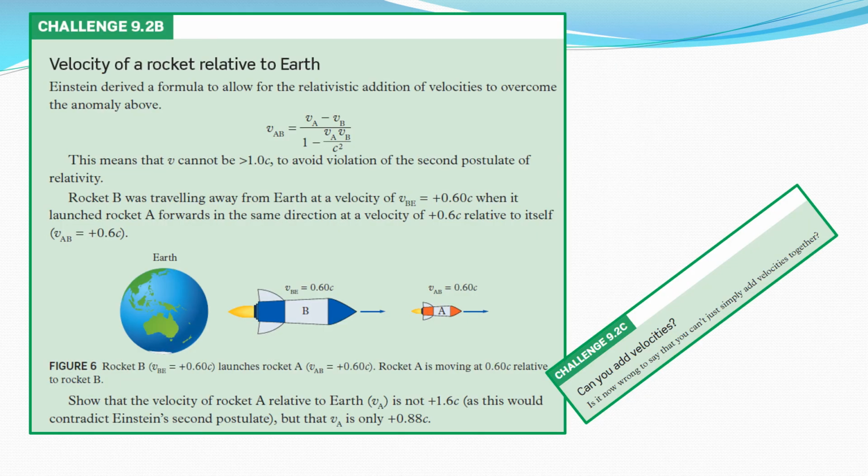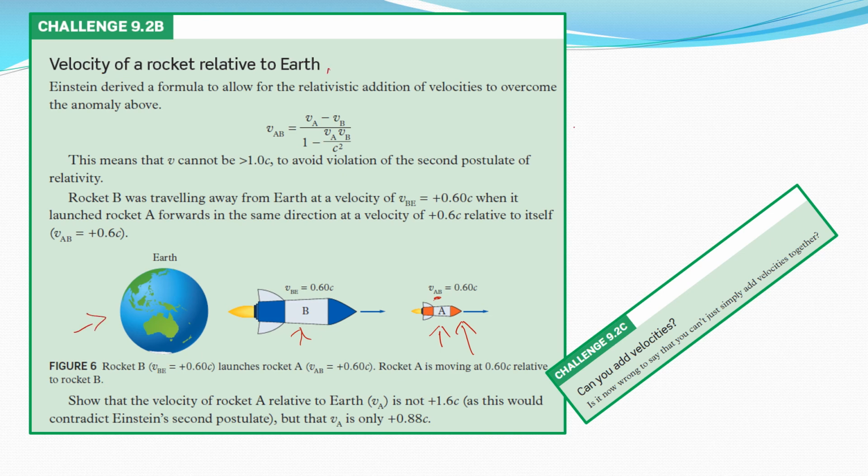Here's a nice little challenge for you. I encourage you to pause the video and have a look at it, read through it. Essentially what we have is rocket B traveling at 0.6 the speed of light, which releases rocket A, and he is traveling at 0.6 the speed of light with respect to B. That's what it says, velocity of A with respect to B. So the question becomes, what is A's velocity with respect to Earth?